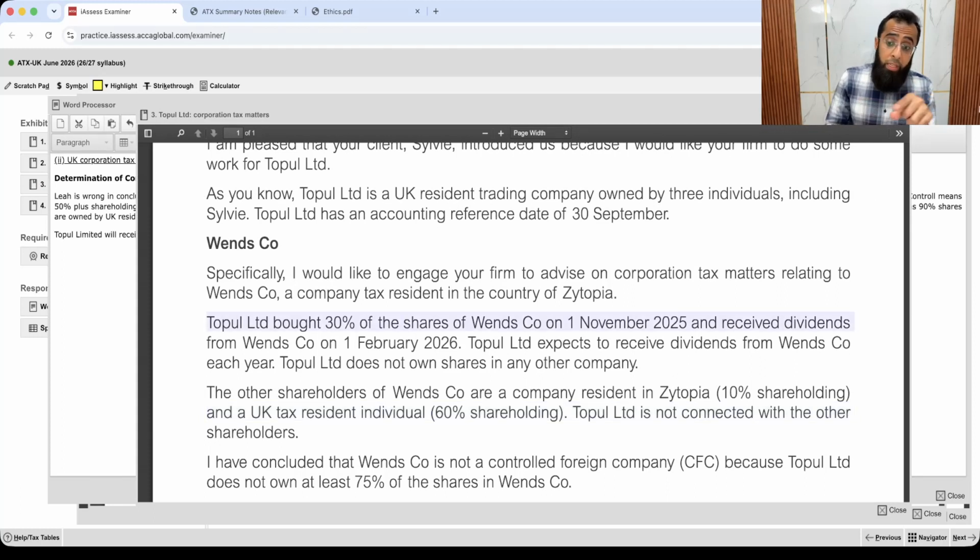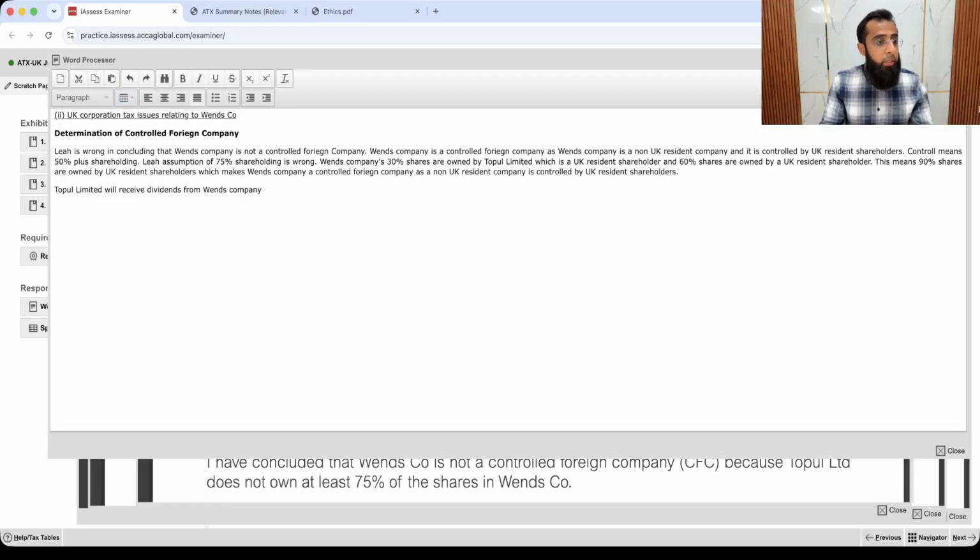We will receive dividends on 1st February 26. When we receive a dividend and our shareholding is 30%, which means that the company is not a group company, that dividend becomes part of augmented profit. Okay. So here basically the first part is done.